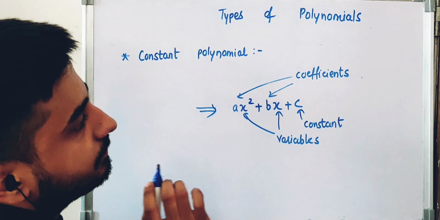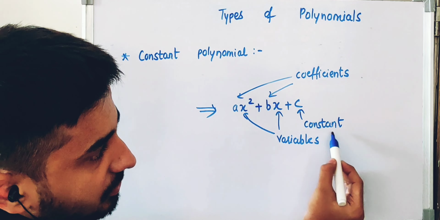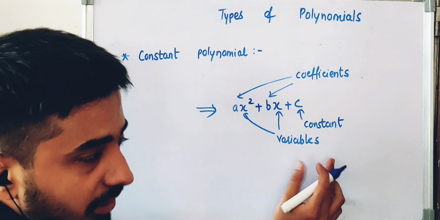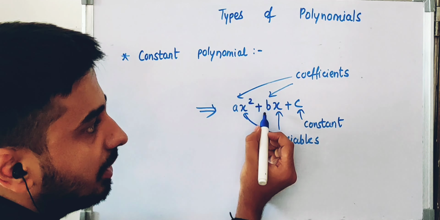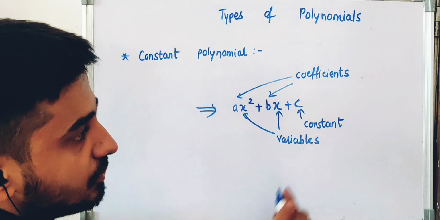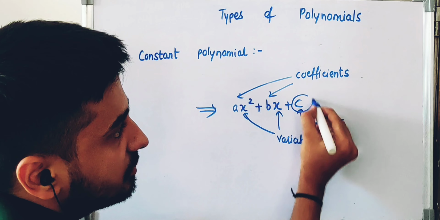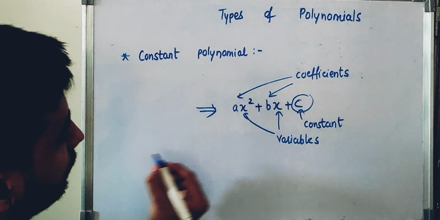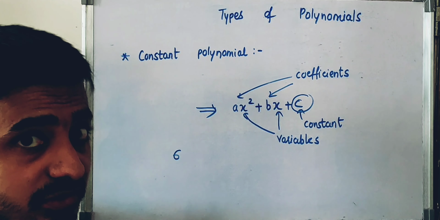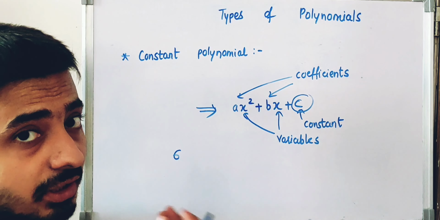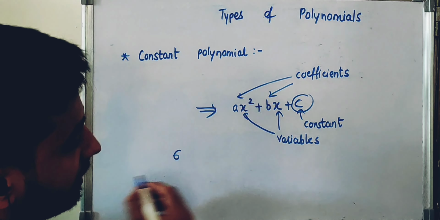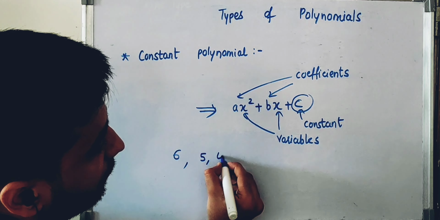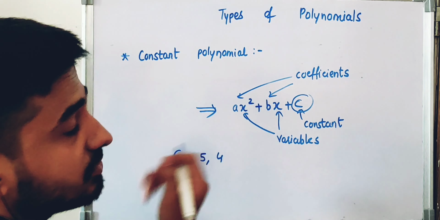In ax square plus bx plus c, c is the constant, x and x square are the variables, and a and b are the coefficients, where a is the coefficient of x square and b is the coefficient of x. So what is constant here? c is constant. So what is a constant polynomial? For example, 6. If I ask you to write any example of a constant polynomial, you can write 6, 5, 4. These are numbers, so this can be a constant polynomial.